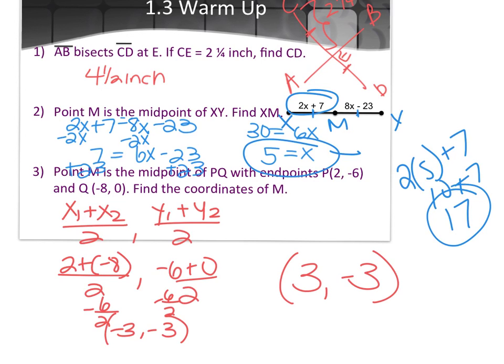Questions on 1, 2, or 3? Laura. Oh, yeah, sorry, I just didn't carry that negative over. Thank you. -3, -3. Which, if I had graphed, I should have been able to catch that, because it wouldn't have been on that segment.